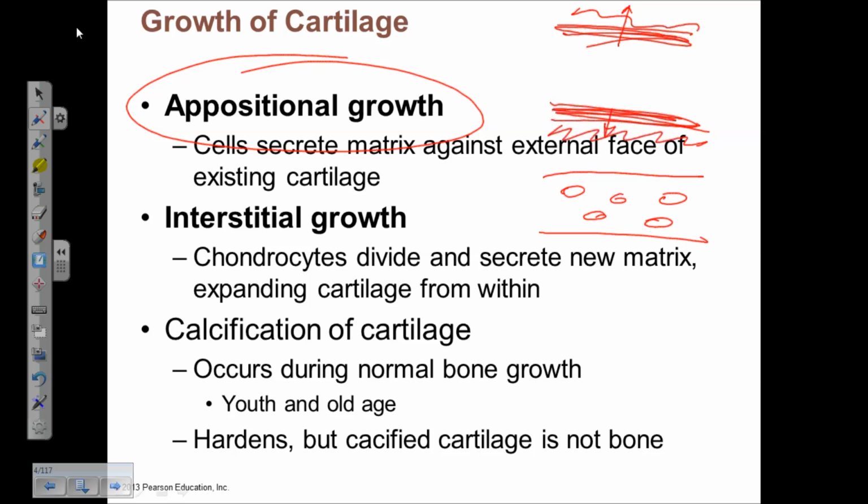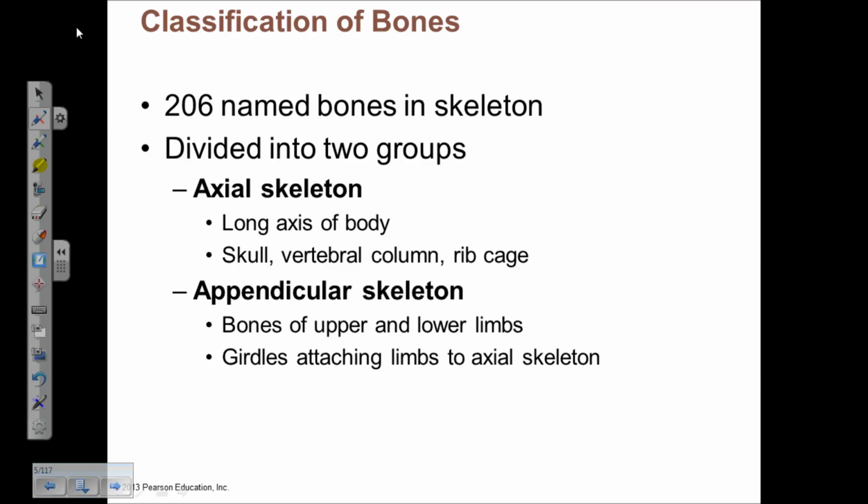Cartilage can calcify, and that happens during the normal bone growth. When chondrocytes die, cartilage binds to the calcium salts. What I want to highlight here is that calcified cartilage is not a bone. It is a calcified cartilage. However, this step, calcification of cartilage, is a very important step in the bone growth and remodeling.